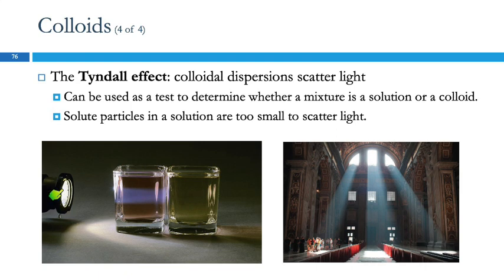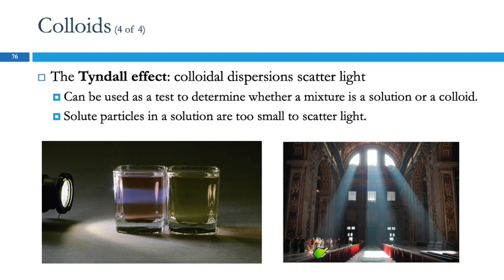Here we have a flashlight shining a beam of light through these two solutions. In one of them, we can see where the beam of light is going, and in the other, we can't. This is a true solution. The particles here are too small to scatter light. This one, although it does appear to be transparent, is actually a colloid, because when you shine a bright light on it, the little particles scatter the light.